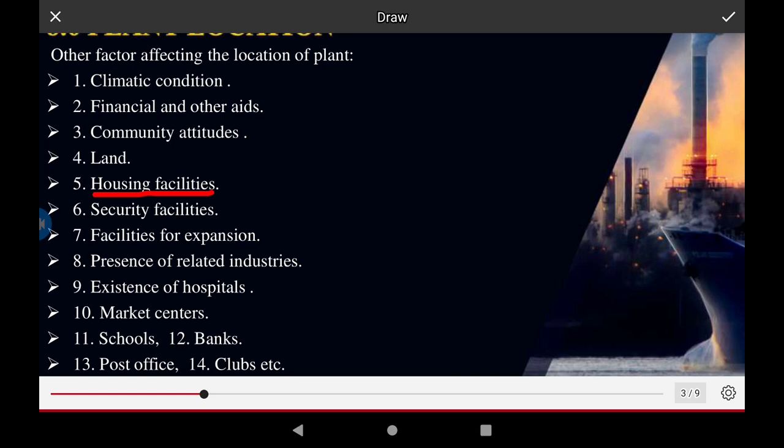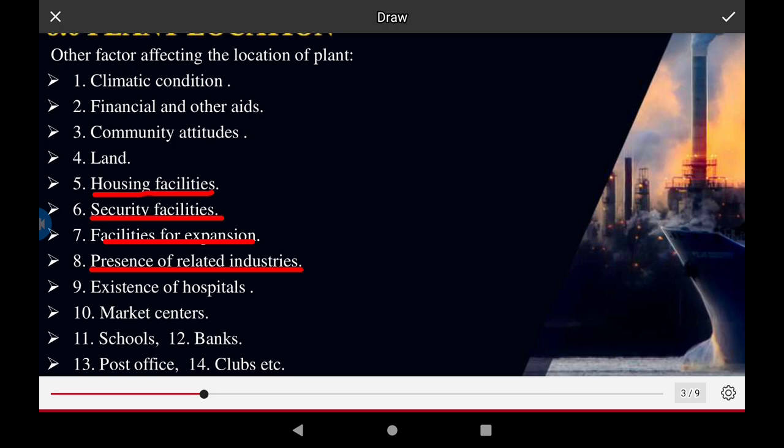Security facilities: security is also most important for the plant, and should be available near the plant. Facilities for expansion are another factor available near the plant location, along with the presence of related industry.